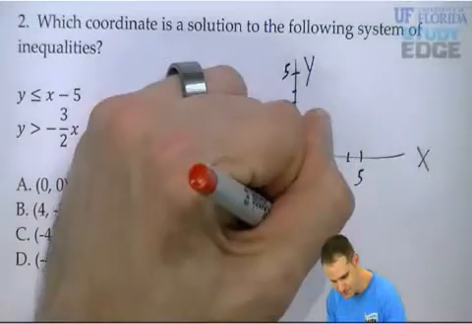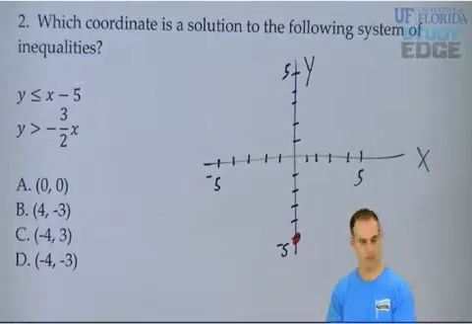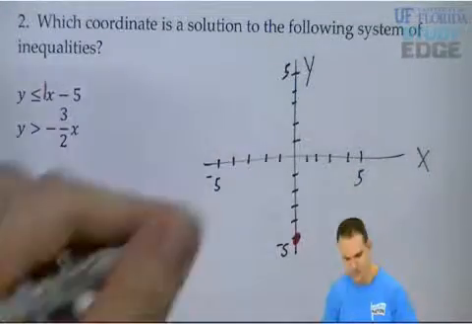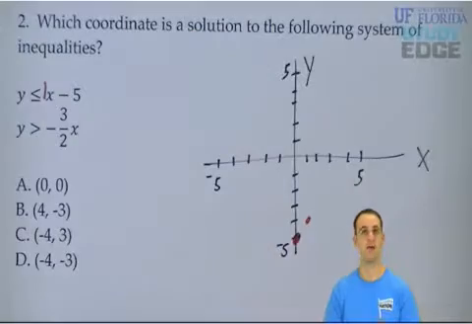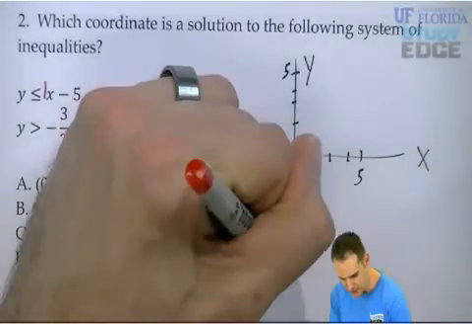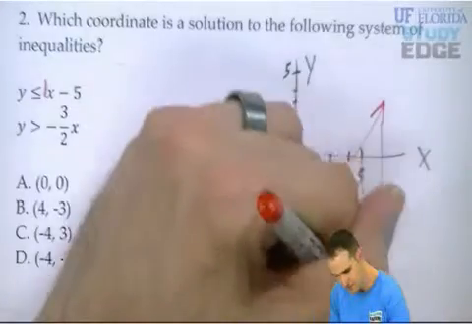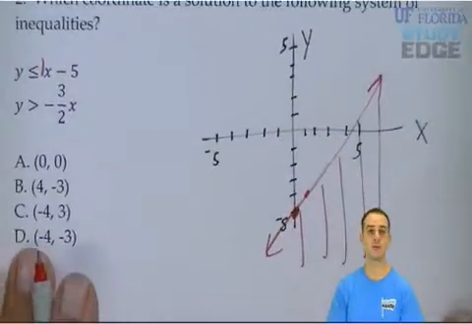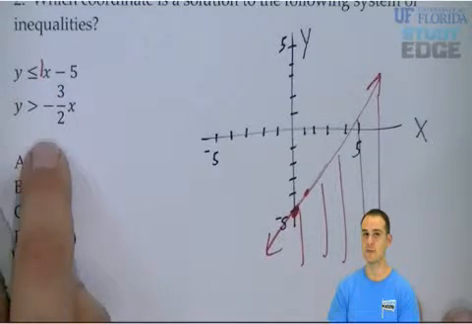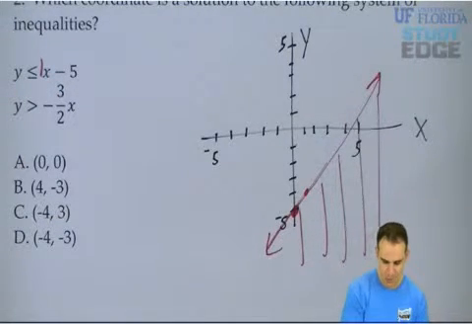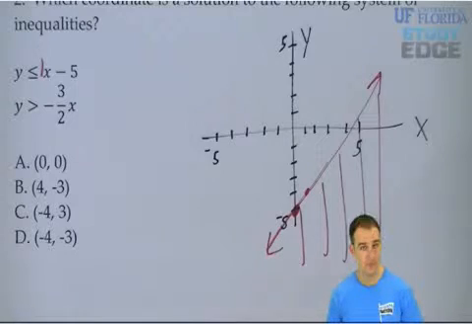The y-intercept is negative 5. What is the slope? Remember, that is 1x, so it goes up 1 and over 1, meaning up 1 and to the right 1. That would be a solid line. I'm going to shade below. Now, you really want to be careful when you're trying to figure out these points. Next up, y is greater than negative 3 halves x.